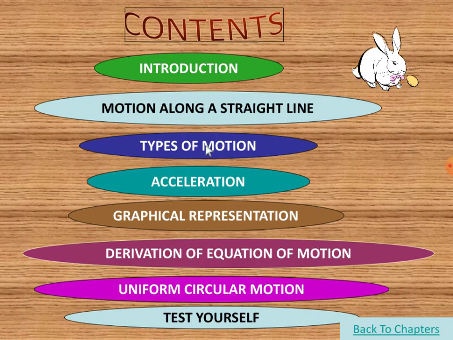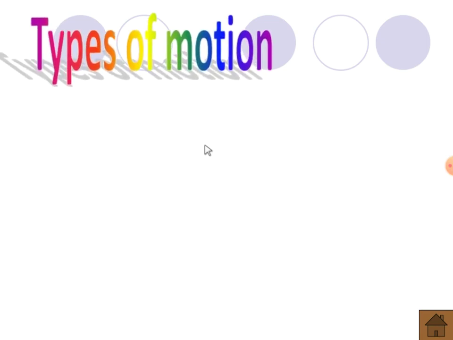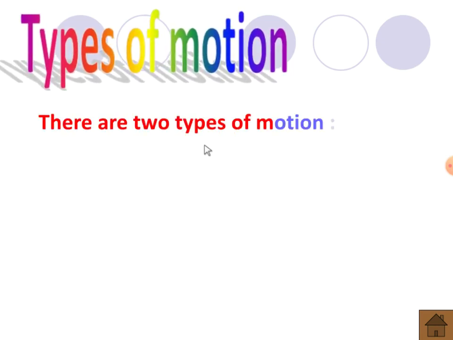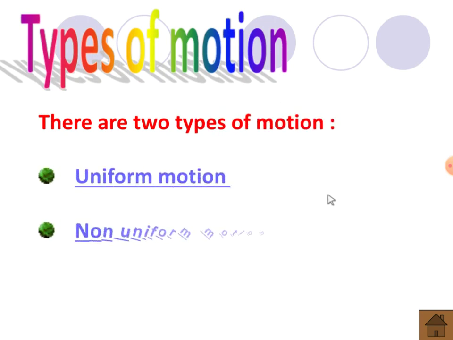Now let's see types of motion. How many types of motions do you think there are? Yes, there are two. The first one is uniform motion. The second one is non-uniform motion. What is meant by uniform motion? Uni means one, form means state.